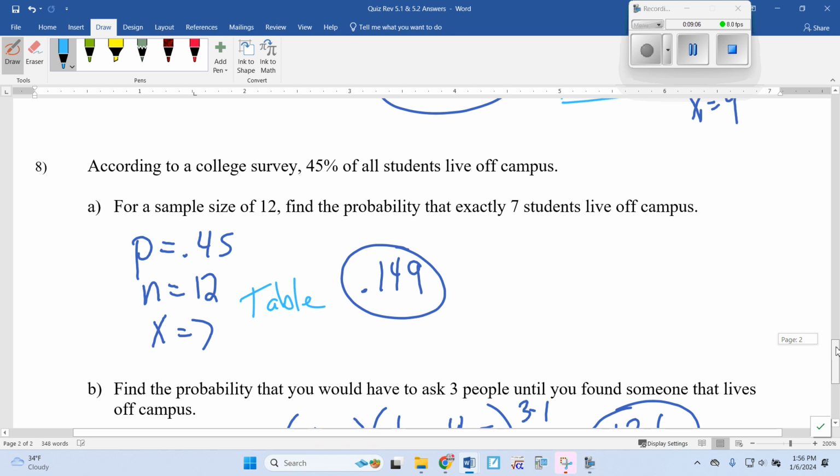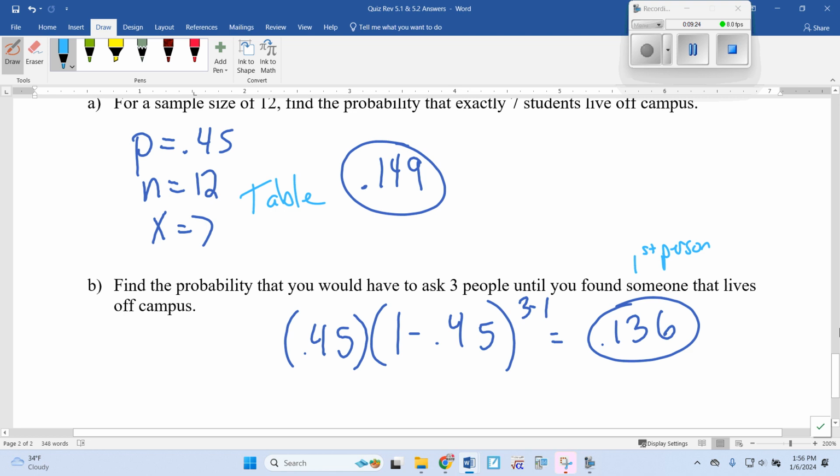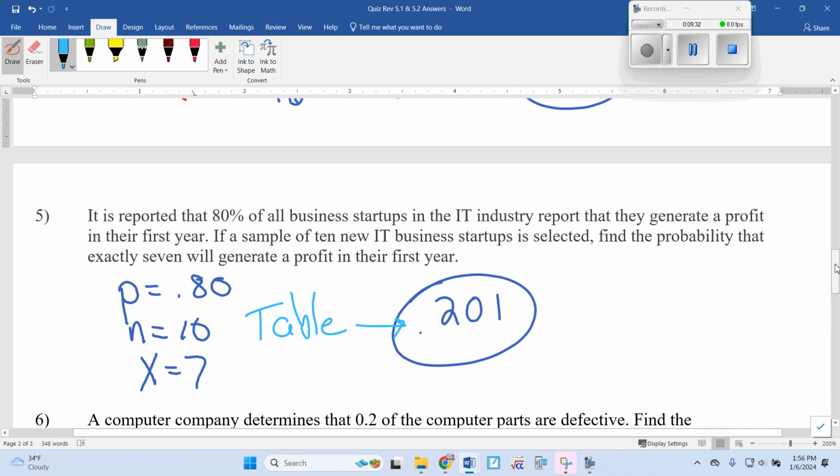On campus, find the probability that you have to ask 3 people until you find someone that lives off campus. Ask 3 people until you have found someone. This is the first person, so to speak, that lives off campus. That makes this geometric, and so we have this formula here to get 1.36.